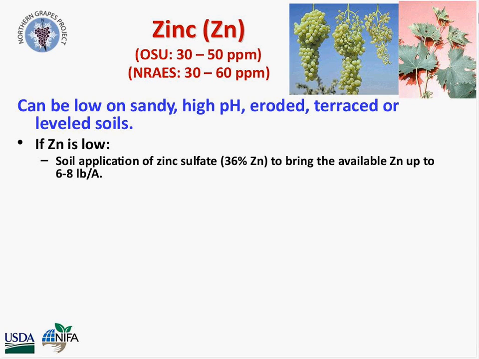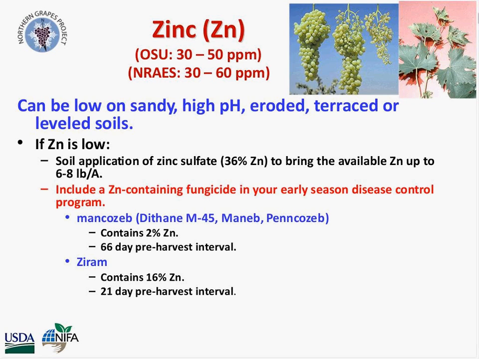Iron can be low on high pH soils and sandy soils. And here, if it is low, and Carl alluded to this earlier, apply chelate as a foliar spray and do it at 1 pound per acre for application, and start early and repeat every 10 to 20 days. Of course, the other is take measures to lower the soil pH.